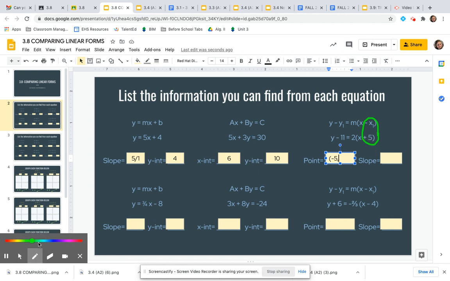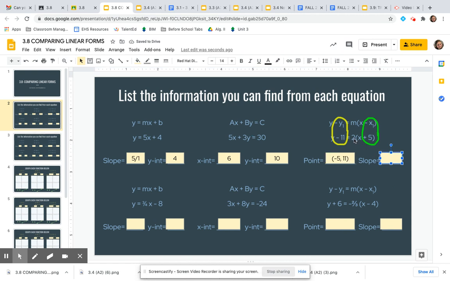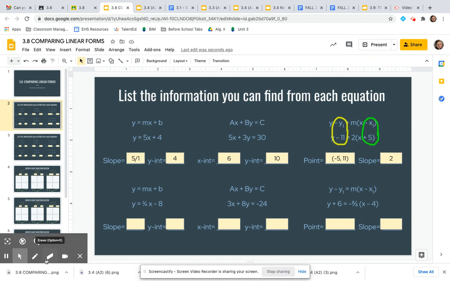And then we have our y value from over on the left. Y minus y1 is y minus 11. So 11 is the number being subtracted there. And there you have your point. Your slope is just the number out front of the parentheses, which is 2. And that's it. I'm going to do one more row with you guys so that you understand it fully, but this should start becoming pretty easy for you since we've talked about all of these before.